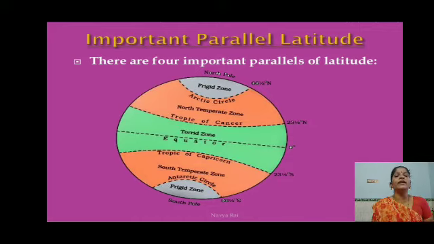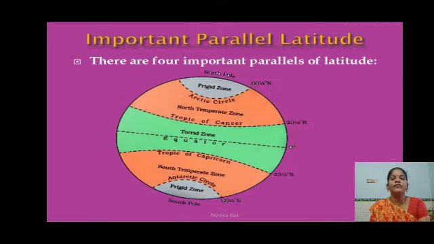Yes children, do you understand what latitude is? Latitudes are parallel lines. Okay, they do not touch each other. They run west to east. The equator is the biggest latitude, which divides the earth into two equal halves, that is, the northern hemisphere and southern hemisphere. There are totally 180 latitudes present, 90 latitudes in the northern hemisphere and 90 latitudes in the southern hemisphere.